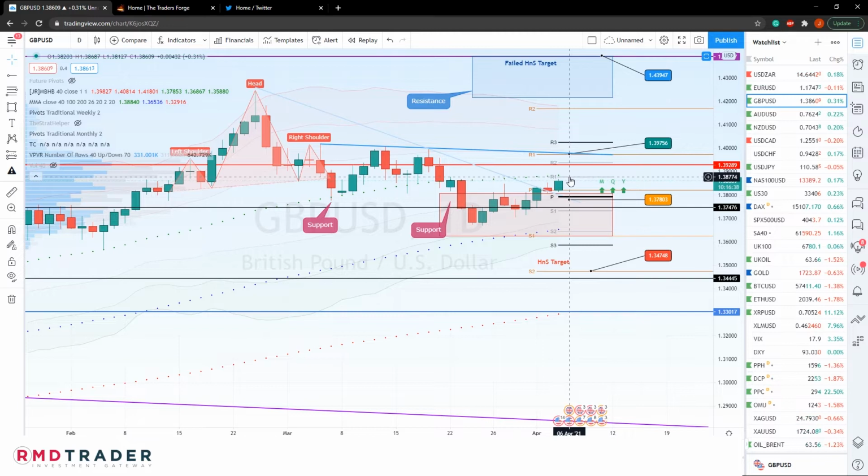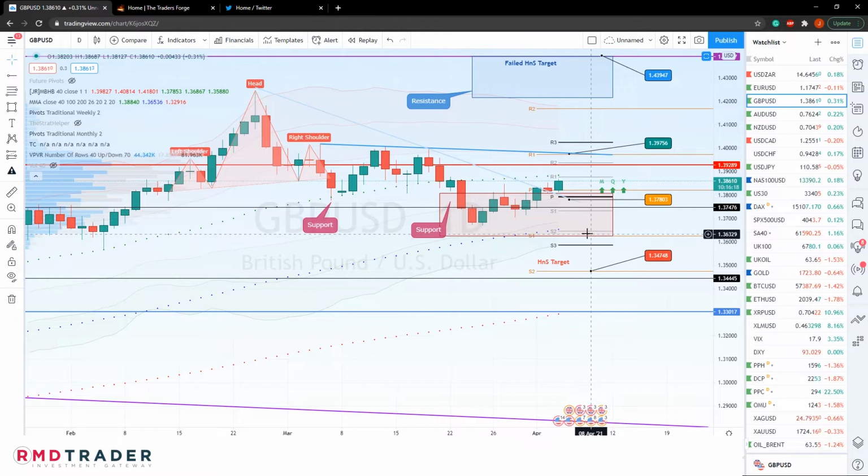If price can continue higher, I suspect we'll see another retest of the upper boundary of that right shoulder. That is sitting at about 1.397, which is also a monthly R1. A break above that will then see the head and shoulders pattern invalidated and a move towards that failed head and shoulders target at 1.439 will commence.